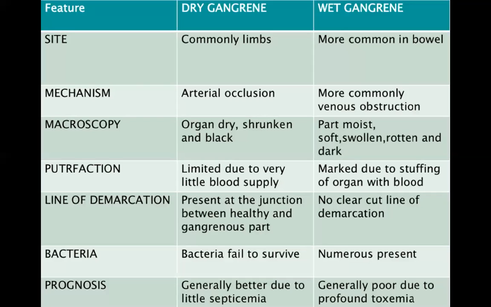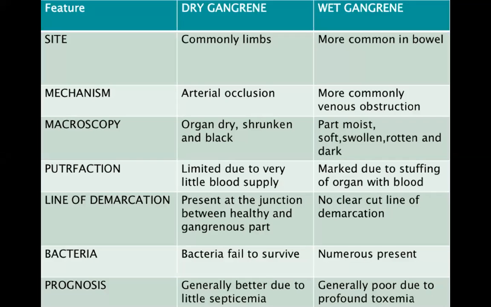Okay. The difference, okay? For dry gangrenes, usually the limbs. For wet gangrene, usually sa intestine. Okay? Mechanism for dry, arterial, arteries. For wet naman, venous. Okay? Macroscopy, organ dry and shrunken. Sa wet, moist, swollen, and rotten.